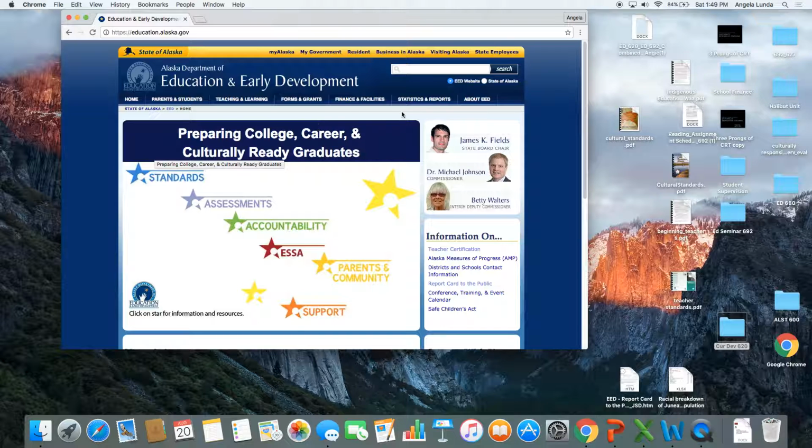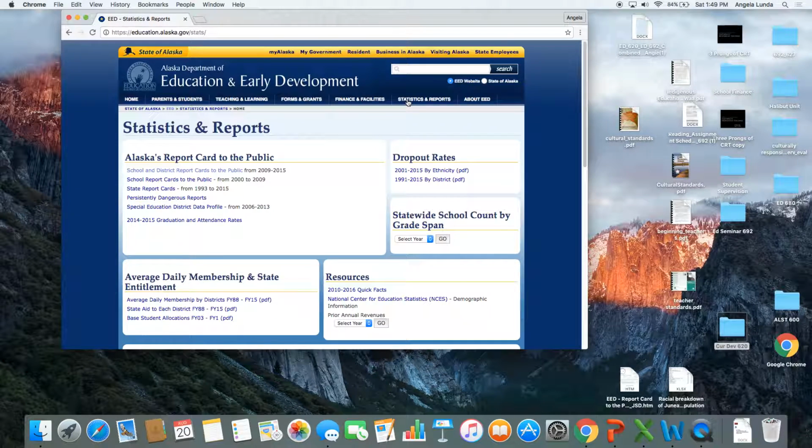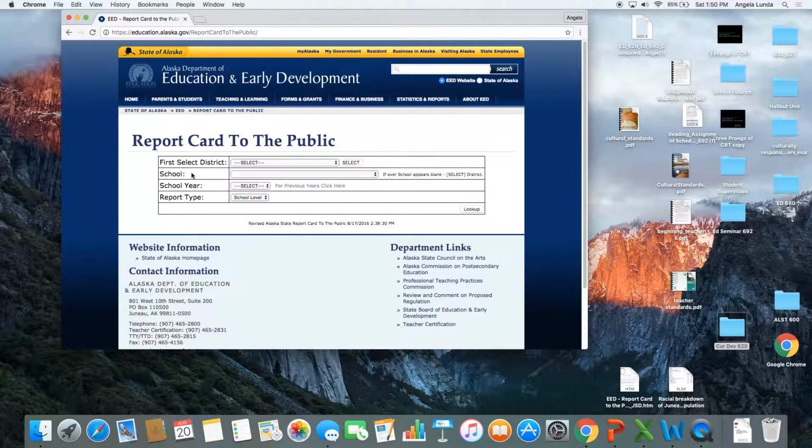So to find that from the home page, go to Statistics and Reports in this bar across the top, and then come down and you'll see we've got Alaska's report card to the public. Every district in the state of Alaska has to write a report card to the public, which basically just talks about the achievement of their students, broken down by categories required by NCLB.